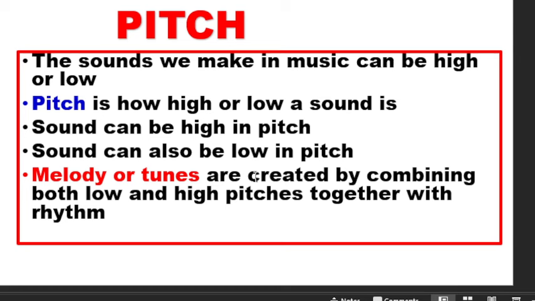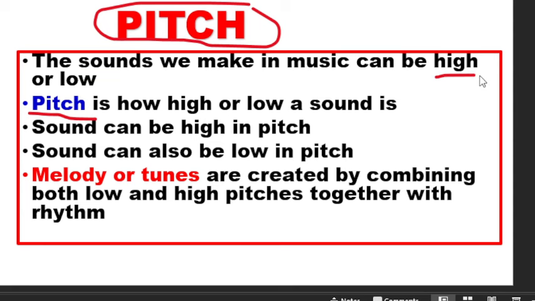What we call the melody or tunes are created by combining low and high pitch together. That's what we call pitch. So that's what we are talking about here. We are talking about pitch. The pitch can be either high or low. That's the point. The melody or tune is created by combining both low and high pitches together with the rhythm to make the melody.